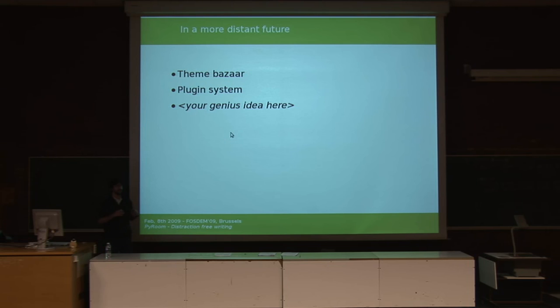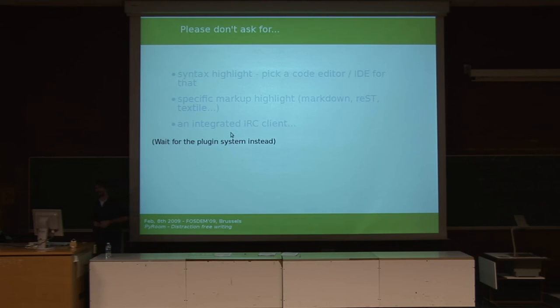But for example, we would like to say you select the text and you hit Control-B in order to have a bold, and it just adds the stars at the end and at the beginning of the text. So that would be quite handy, but we need a plugin system in order to do that, and it's not yet ready. And if you have a genius idea, go ahead, please, dive in.